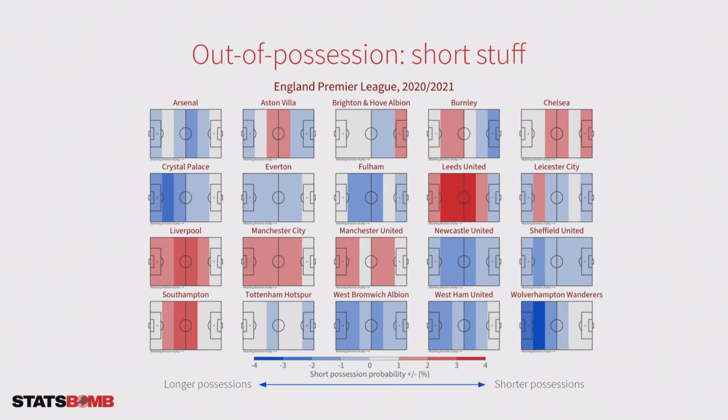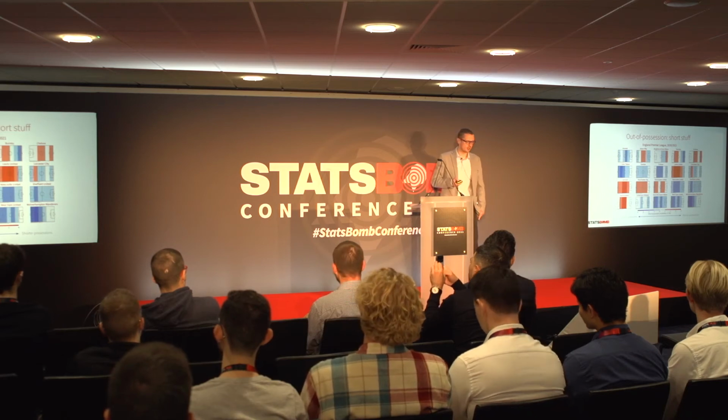So dark red colors mean that a team has a greater probability of short possessions, so shorter possessions. Dark blue means lower than average short possession probability, so longer possessions. And I'm not expecting you to take all this in. There's a lot of detail here, which is good, but also time is limited.